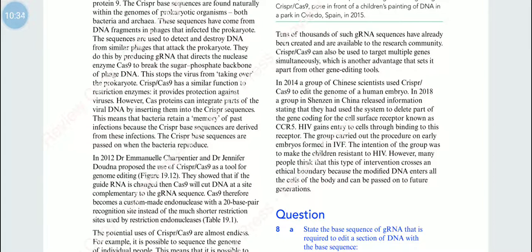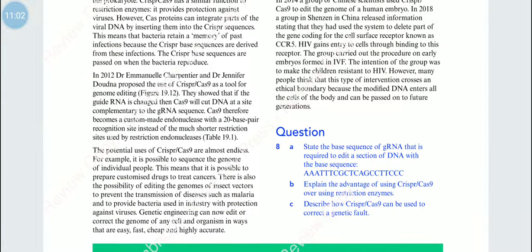Also, these Cas proteins have the ability of integrating parts of the viral DNA by inserting them into the CRISPR sequence. That means it will have a memory of past infections, because they have base sequences derived from the infection. So when the bacteria reproduce, it will get passed on to the next generation.